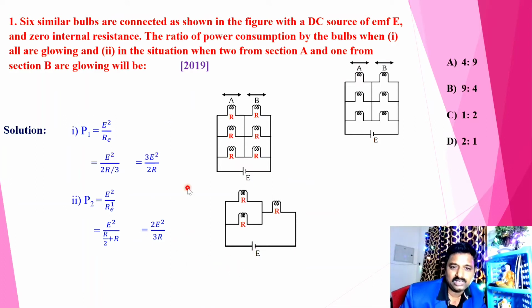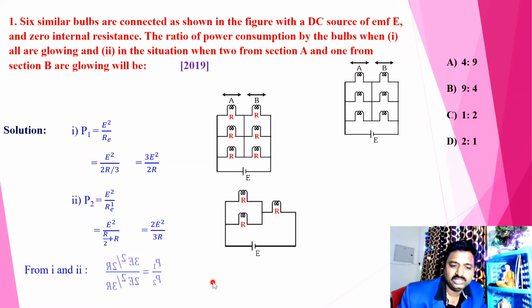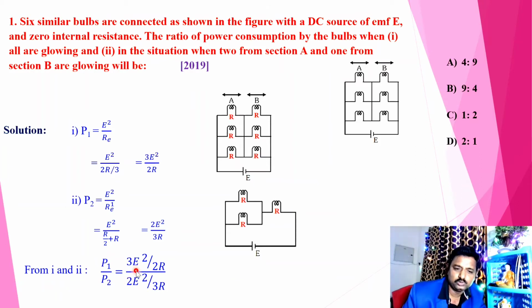Now we have to calculate the ratio of powers in these two cases. From 1 and 2, the ratio P1 by P2 is equal to 3E square by 2R divided by 2E square by 3R. If we simplify we will get 9 by 4, that means 9:4. So from the given options, option B is the answer.